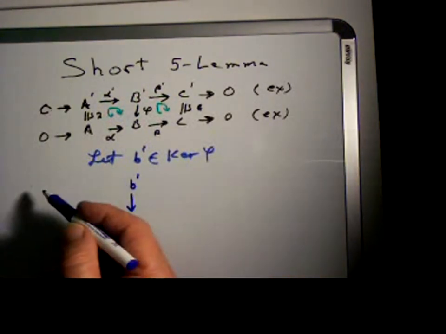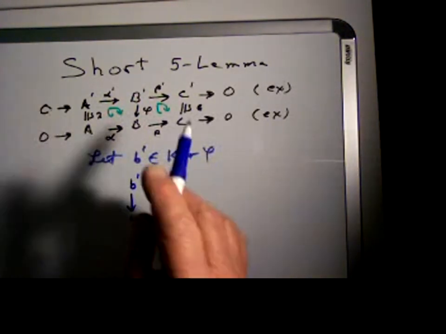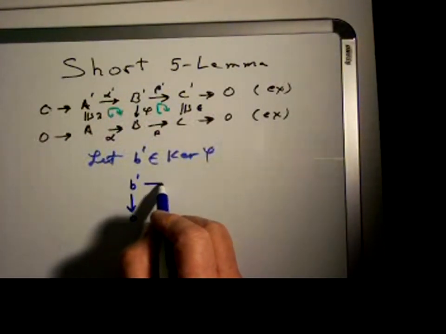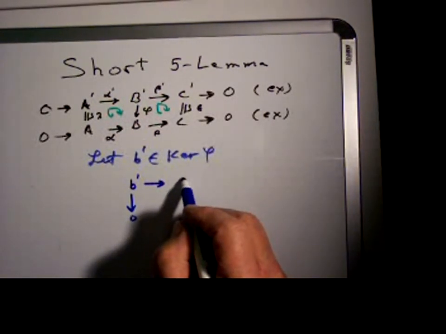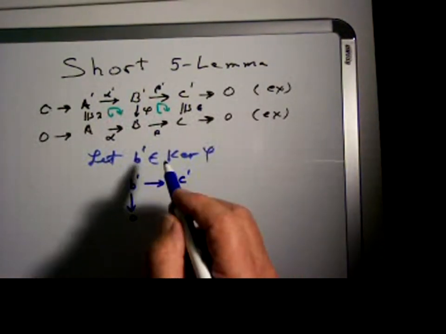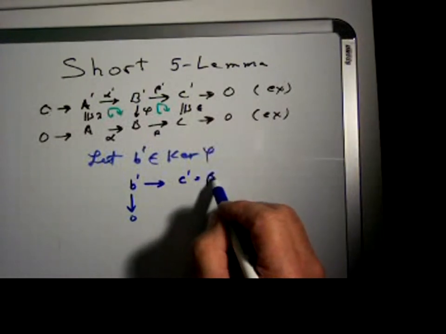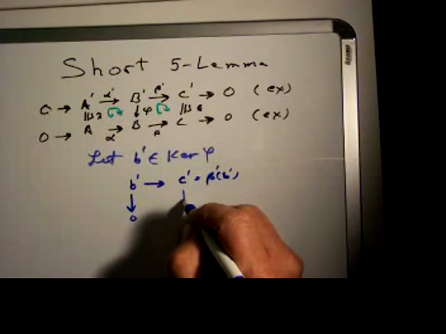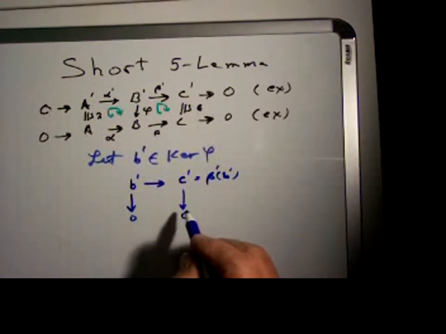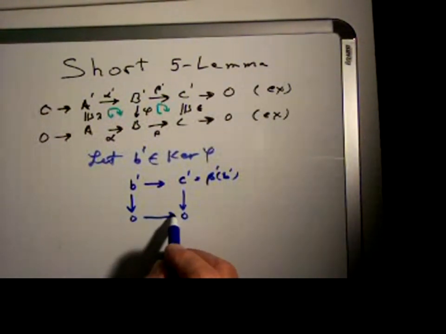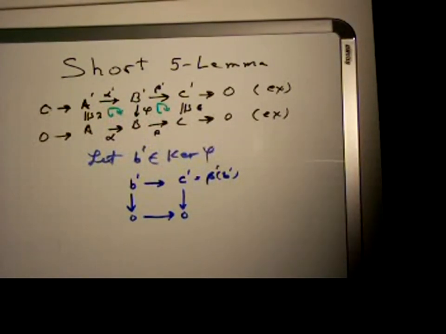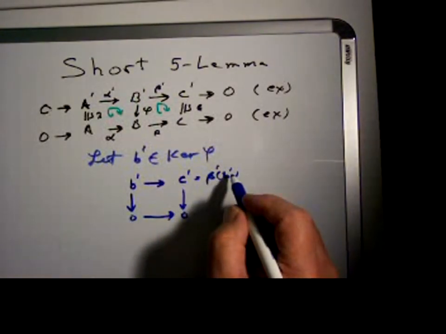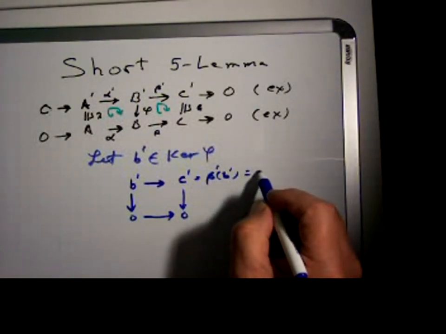And we'd like to back it up to here, but we don't even know if it's going to be in the kernel of this map yet. So let's just send it over here, and this goes to some C prime, which is actually equal to beta prime of B prime, of course. Let's send it down here, and the only place it can go is 0 because this diagram has to commute. But this is an isomorphism, so the C prime, which is equal to beta of this B prime, has to equal 0.